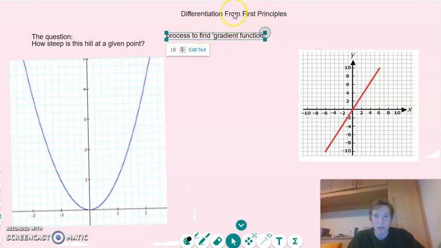And from first principles just means we're going from scratch. So we're not assuming any formula for differentiation. We're just going to use what we know about gradients.